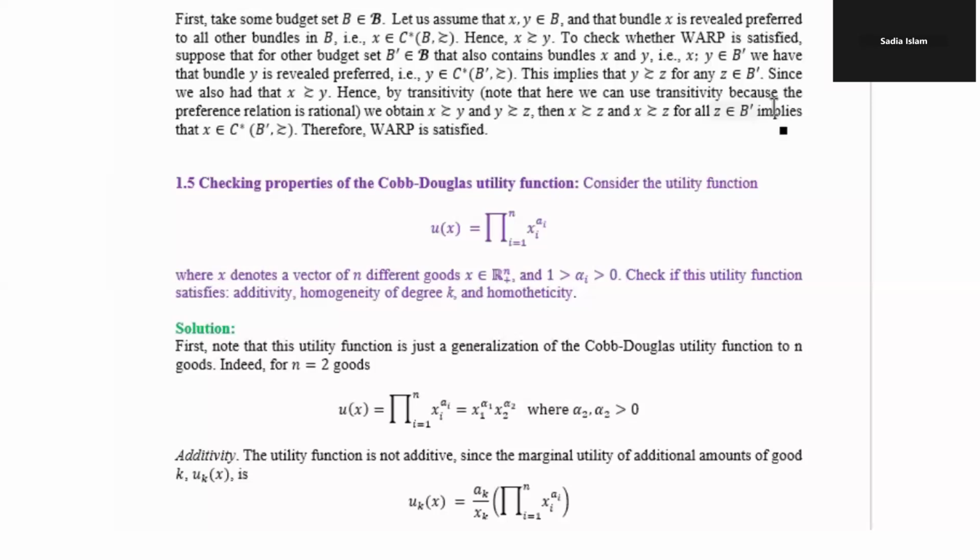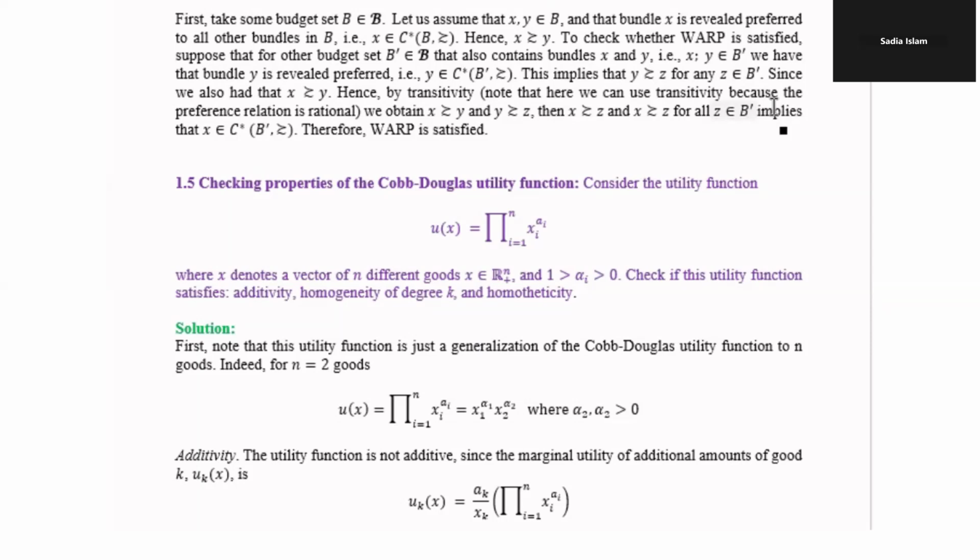Here, first, we note that this utility function is just a generalization of the Cobb-Douglas utility function to n goods. Here we can see that i is equal to 1 to n. So, firstly, we will see that when n is equal to 2, how the utility function stands. Let n be equal to 2 goods, x1 and x2. Then we will get that the utility function u of x is equal to capital pi xi to the power ai, which is x1 to the power a1 into x2 to the power a2.